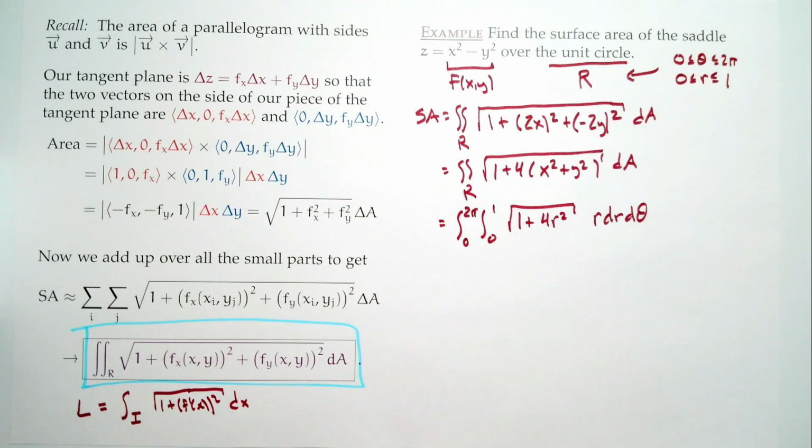Now, we of course are at the point in our calculus journey where we know that the square root of 1 plus 4r squared is not just 1 plus 2r. Because that was a long time ago. We've gone way past that. We know we have to be more careful.